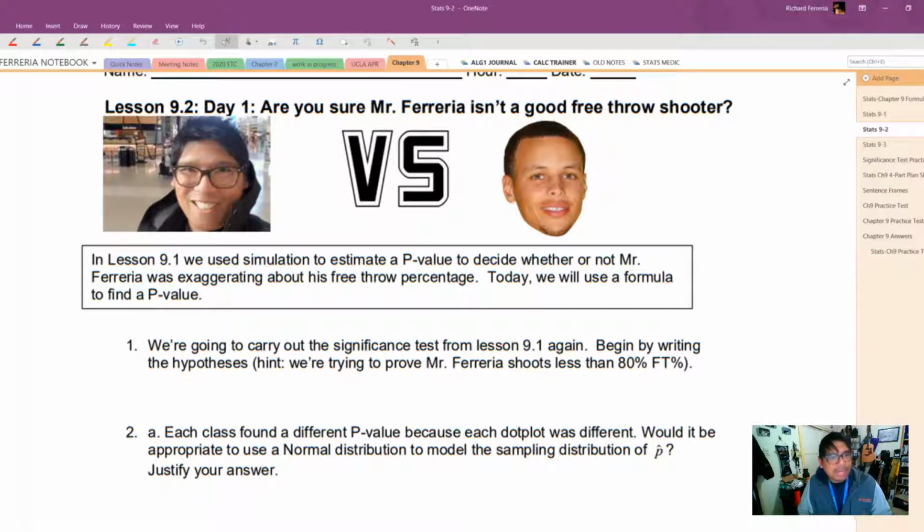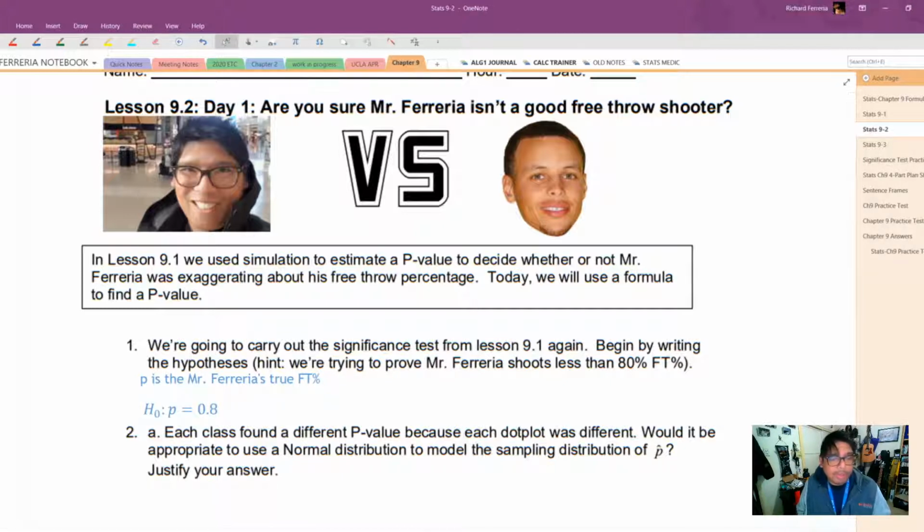So we're going to carry out a significance test, and before we do that, we have to write a hypothesis. Our hint is that we're trying to prove that Mr. Ferreira shoots less than 80% free throw. I had mentioned earlier that if you are going to use a statistical variable like p, you're going to have to define it first. So we're going to say p is Mr. Ferreira's true free throw percentage. We get that hint there of 80%, and that's all we need to write our null hypothesis.